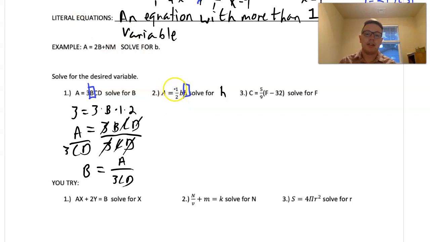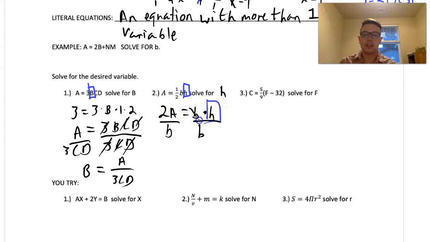Let's start with the 1/2. We're going to flip that and multiply by 2. So this becomes 2A is equal to b times h. Right? So we just multiply by 2 to get the 1/2 over to the other side. Now we have something kept together by multiplication. How do we get rid of multiplication? We divide. So we're going to divide both sides by b.